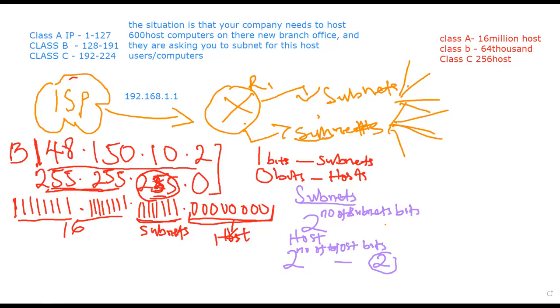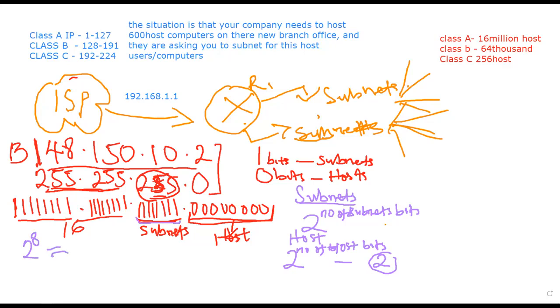With this formula, how then can we calculate from this IP address and the subnet mask how many subnets we would likely have? When we use this formula, we have 2 to the power of the number of subnet bits. In this situation, how many subnet bits do we have? We have 8, because every octet is 8 bits. It means that we are going to have 2 to the power of 8.